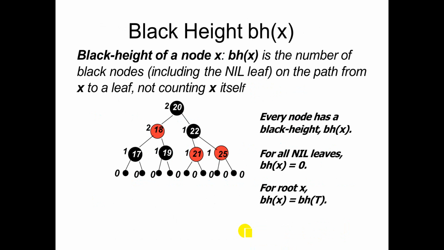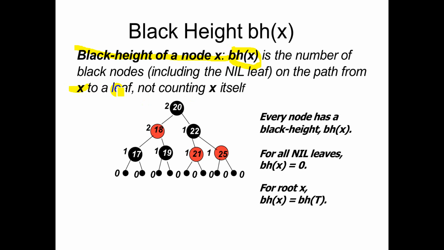Let me go to the next slide and talk a little bit in detail about the black height. Black height is presented by the symbol bh(x) for a node, suppose x. What is black height? Black height of a node is the number of black nodes on the path from x, that means from the node, to a leaf.